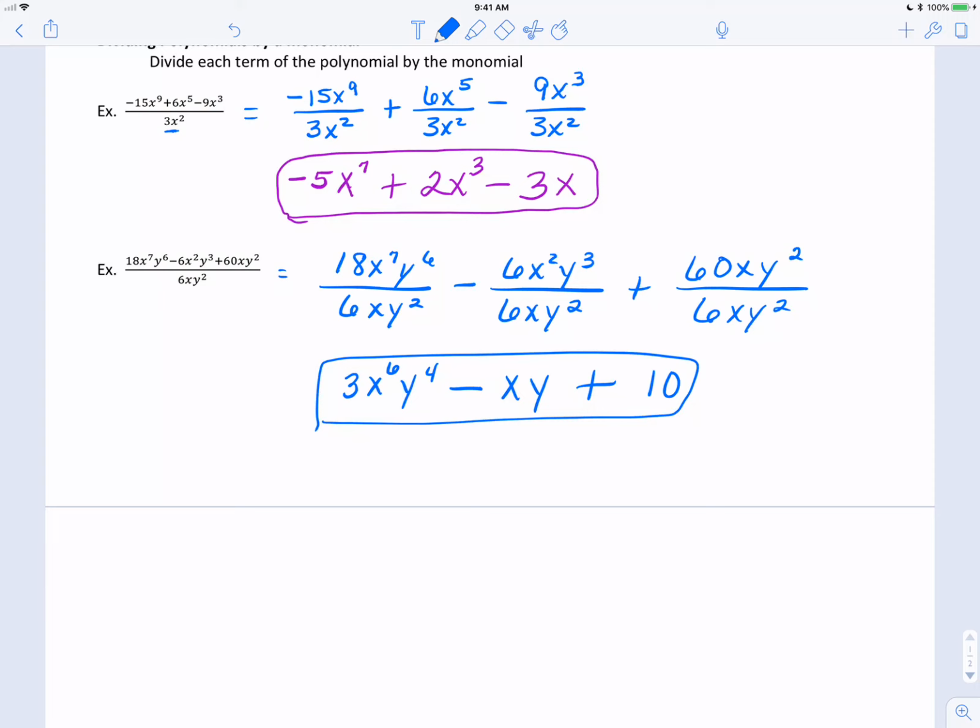So hopefully you won't have any trouble multiplying or dividing out these monomials. So good luck on that. We'll go into long division in the next video. So that'll be fun.